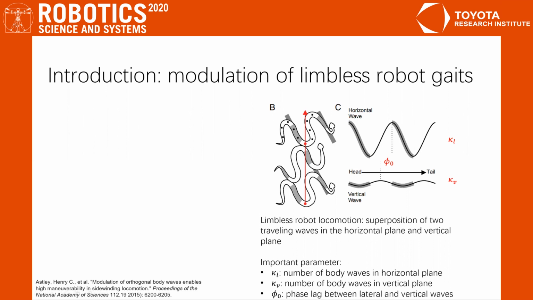The stereotyped limbless gaits can be interpreted as a superposition of two traveling waves, one in the horizontal plane and another one in the vertical plane. The important parameters are kappa v, the number of waves in the vertical plane, and kappa l, the number of waves in the lateral plane, and phi naught, the phase difference between two waves.